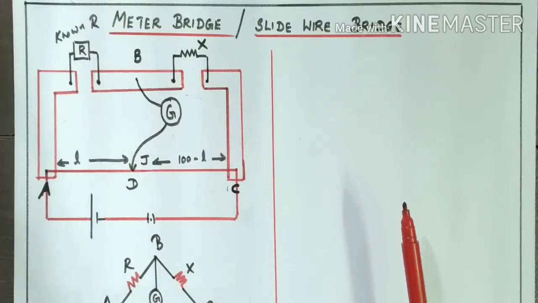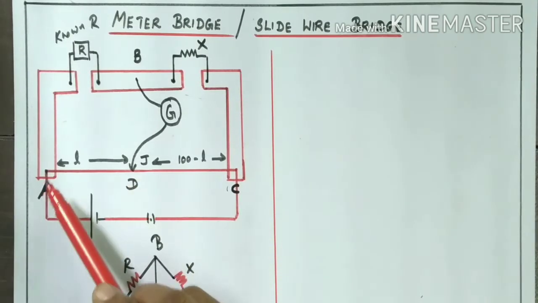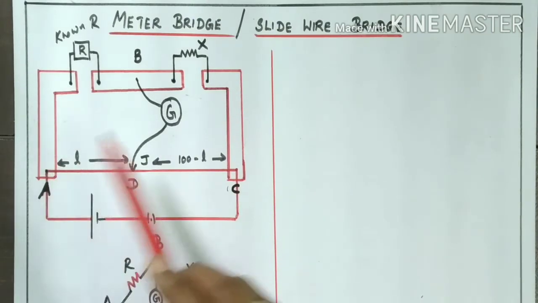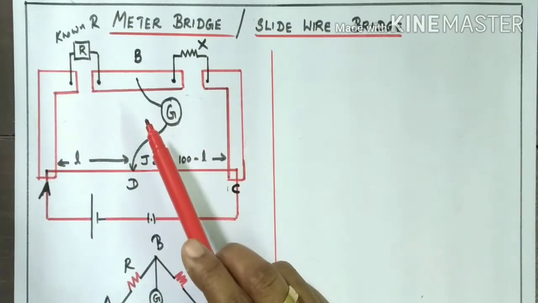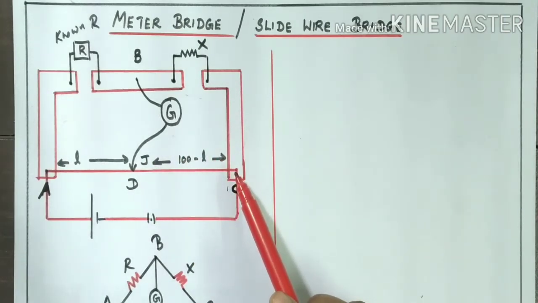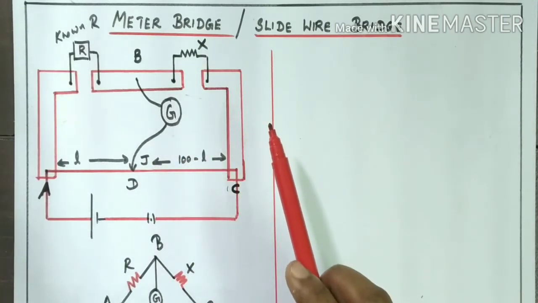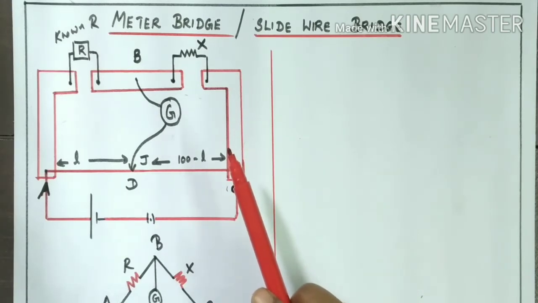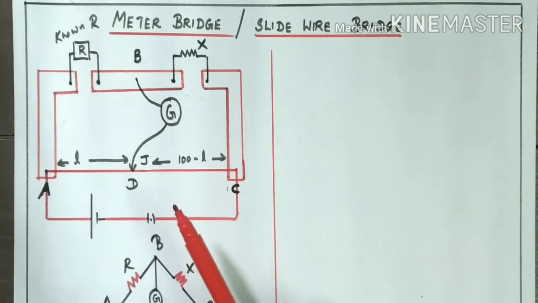So after making the connection, jockey is placed at the point A. We can see the galvanometer shows one sided deflection. Again the jockey is shifted to the position C. We can see the galvanometer shows opposite deflection. Now we can say that the circuit is correct.